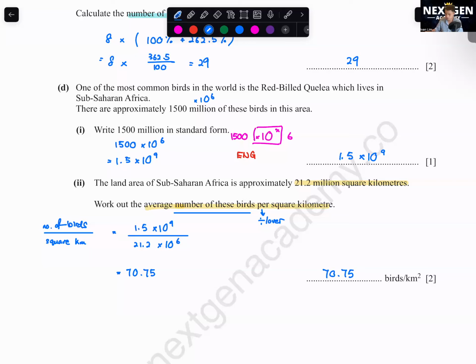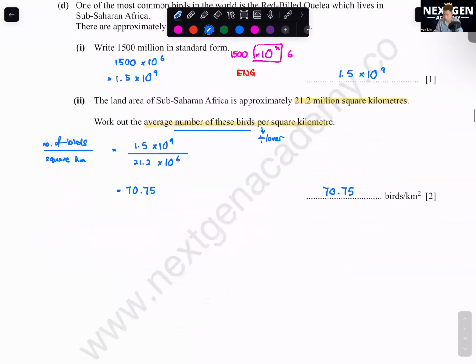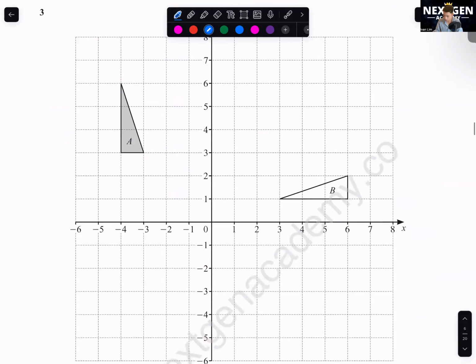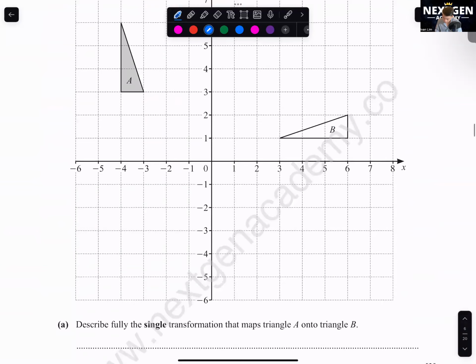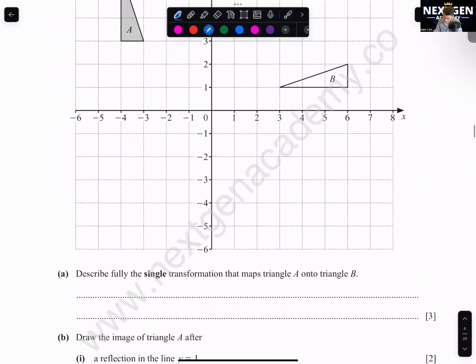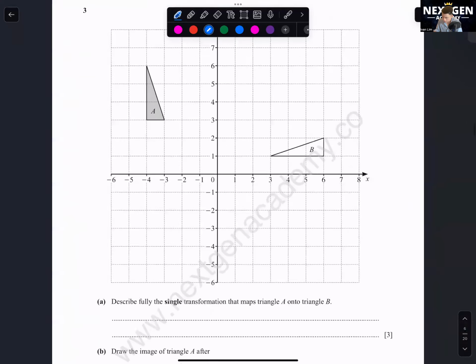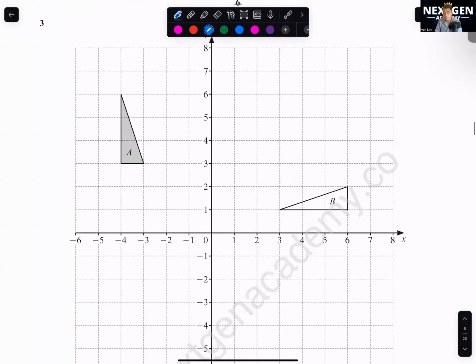Any more questions? That's a good question. I know you will be thinking of birds as a whole. Okay, let's go to the next one. Number 3A. Describe fully the single transformation A onto B.